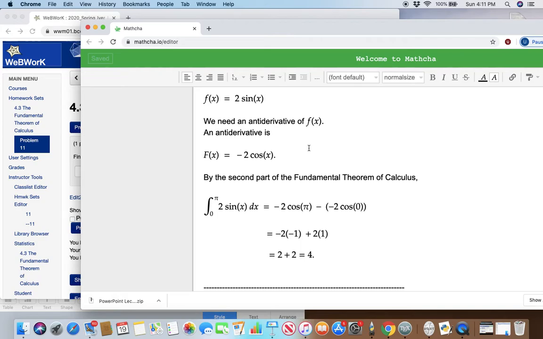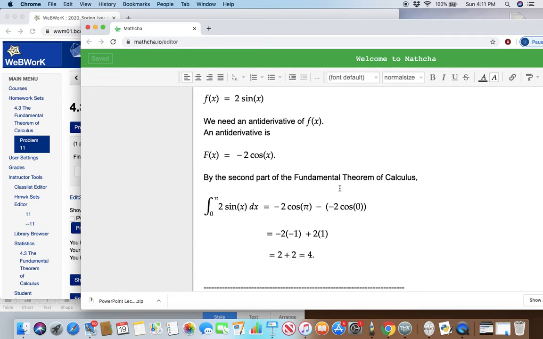Okay. So we need an antiderivative of 2 sin x. Antiderivative of sine is negative cosine. All right. So antiderivative of 2 sin x is negative 2 cosine x.